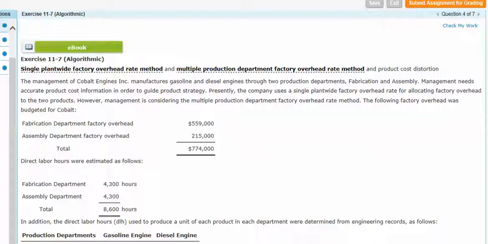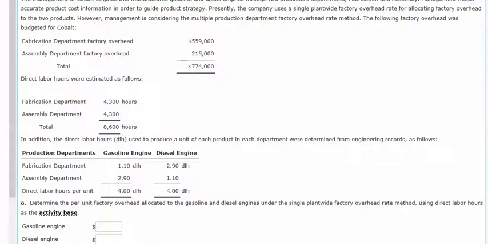The following factory overhead was budgeted for Cobalt. Fabrication department factory overhead was $559,000. Assembly was $215,000, for a total of $774,000. The direct labor hours for fabrication are 4,300, assembly 4,300, for a total of 8,600 hours. In addition, the various engines, gasoline and diesel, require a different number of hours in each department.